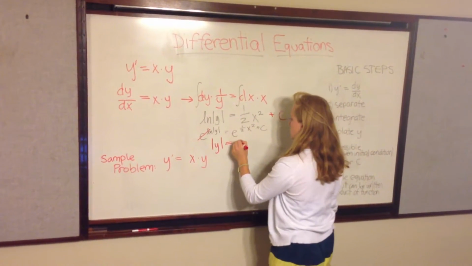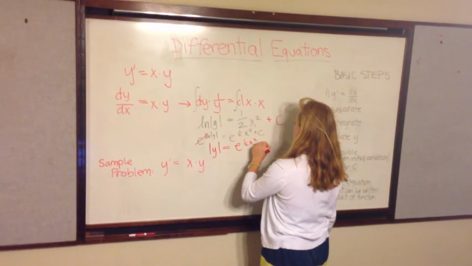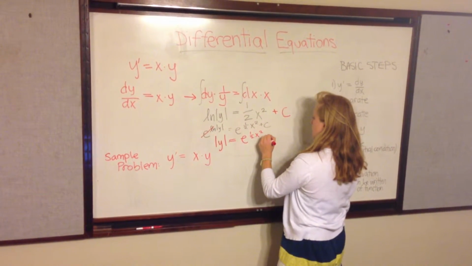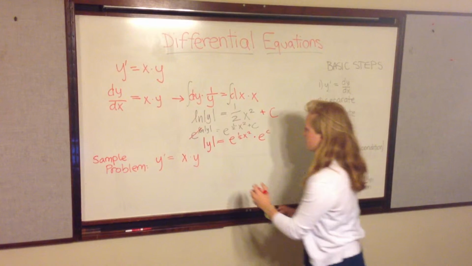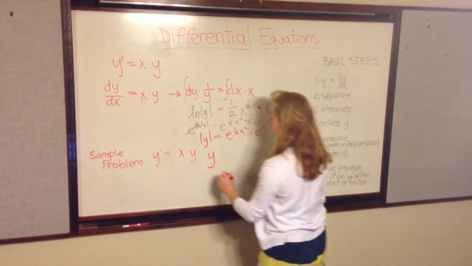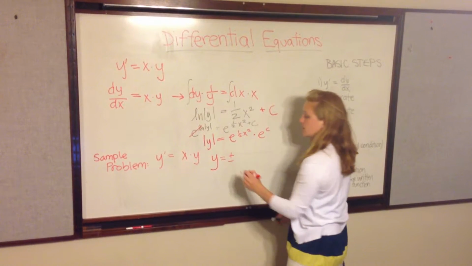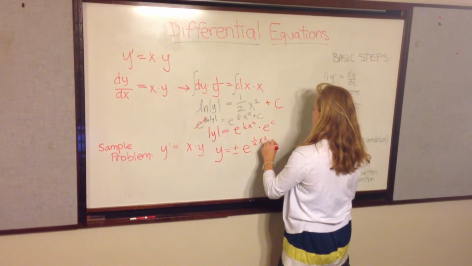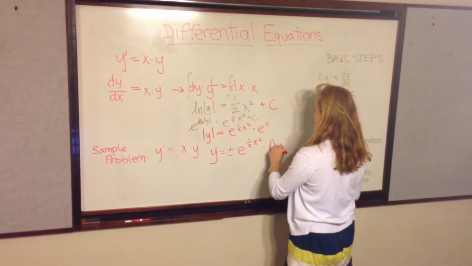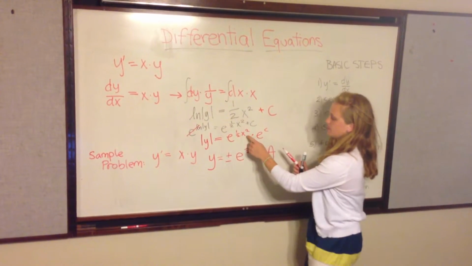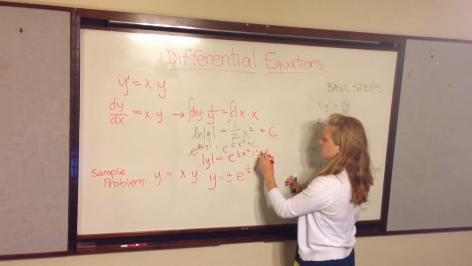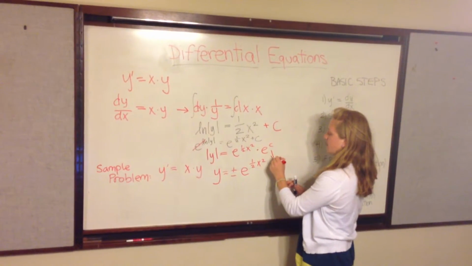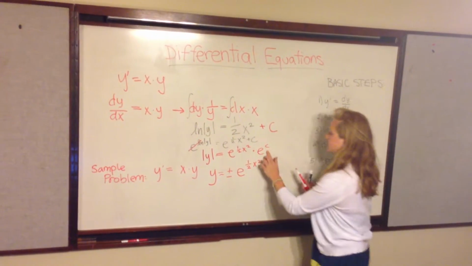We end up with the absolute value of y equals e to the 1/2 x squared plus c, but we can take that down and go e to the c, and then our last step is to go y equals plus minus, because we got rid of the absolute value, e to the 1/2 x squared times a. As you can see up there, that would have been plus c, then using the law of exponents, we broke it down to times e to the c, and now that is represented by a new constant a.